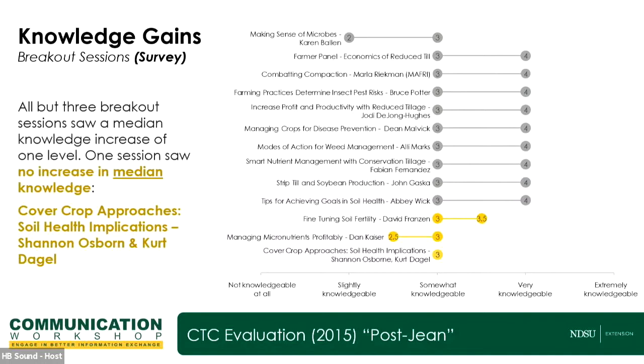The other ones I can look at on there are Dave Franzen and Dan Kaiser. They probably had lower knowledge gains because they were in the main ballroom, which was very large. It was set up for 250 people, versus the small breakout rooms where everybody else was, set up for 60 to 70 people. So already they were having a difficult time connecting in that room. And if we were observing, there were probably a lot of people checking phones or things like that, because of the distance between the presenter and the audience.